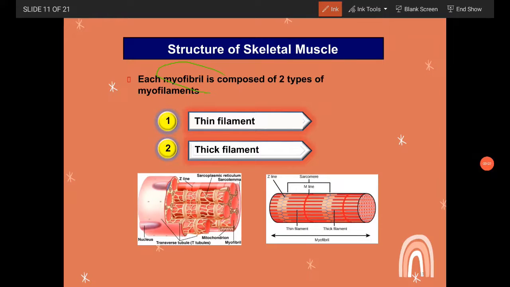Each myofibril is composed of two types of myofilament, which are thin filament and thick filament. So if you look at this diagram, the red line refers to the thick filament, while the blue line refers to the thin filament. And this whole structure is known as myofibril.